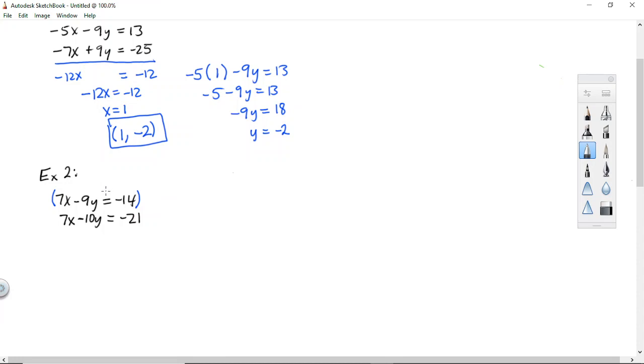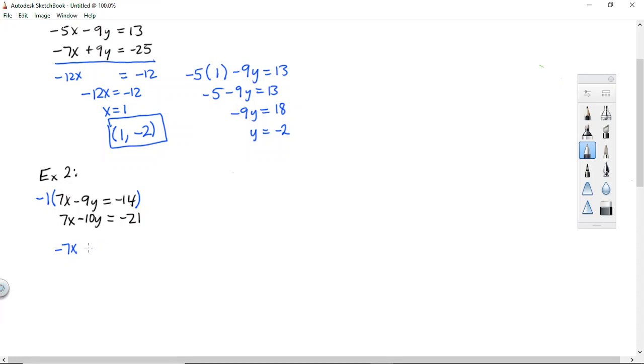So we're going to multiply this top one by negative 1. I just wrote that down, parentheses around the whole thing, to show what we're going to do. When we do that, we'll write down here what we get. Negative 1 times 7x, that's negative 7x.